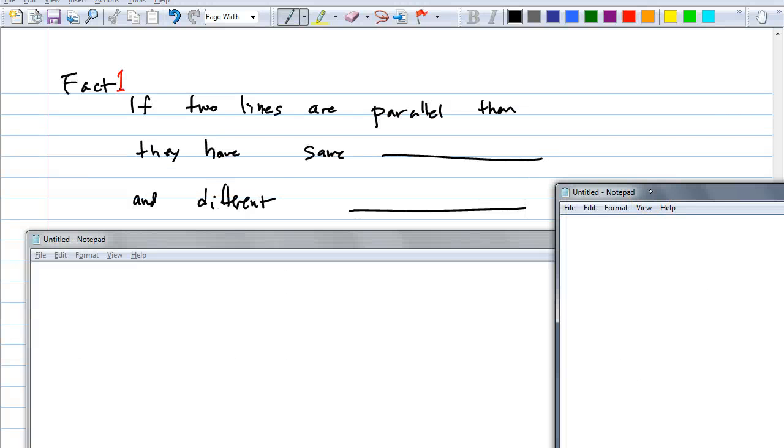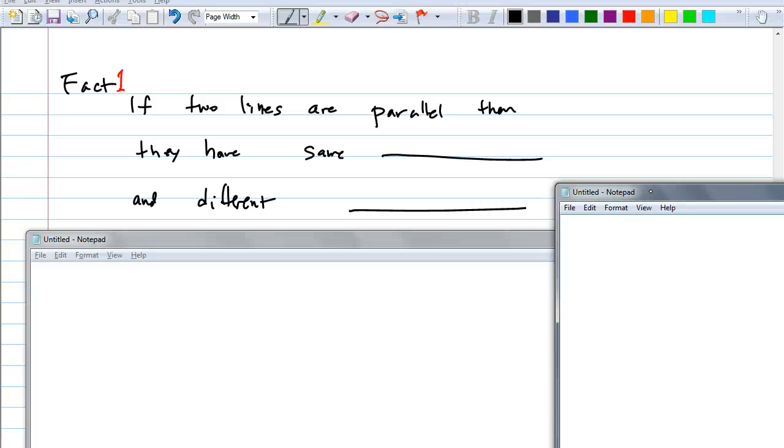So what do you guys know? Does anybody know if two lines are parallel, they have the same something and different something else? This is fact 1 about two lines that are parallel. Oh, 2 people already know. First of all, what does it mean when two lines are parallel? Victor? It basically means they're straight lines and they never connect. They never intersect, is correct.